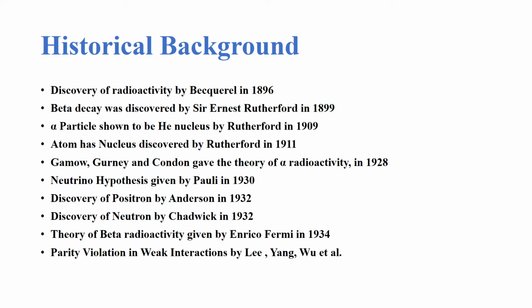In 1956, T.D. Lee and Yang discovered parity violation in weak interaction. In beta decay, T.D. Lee, Yang, and his team were the ones to find out about the parity violation, and Wu was the one who did the experiment. We will also discuss the Wu experiment in the later slides.